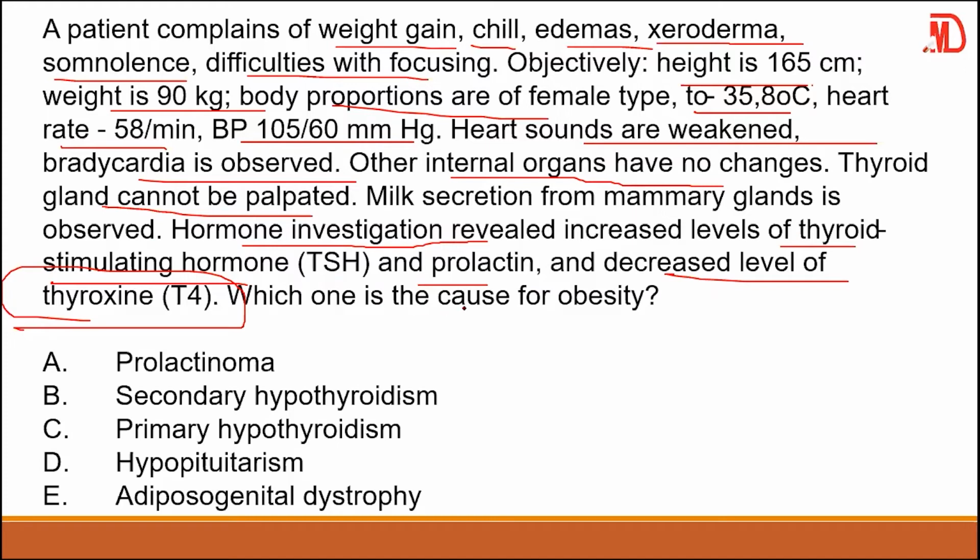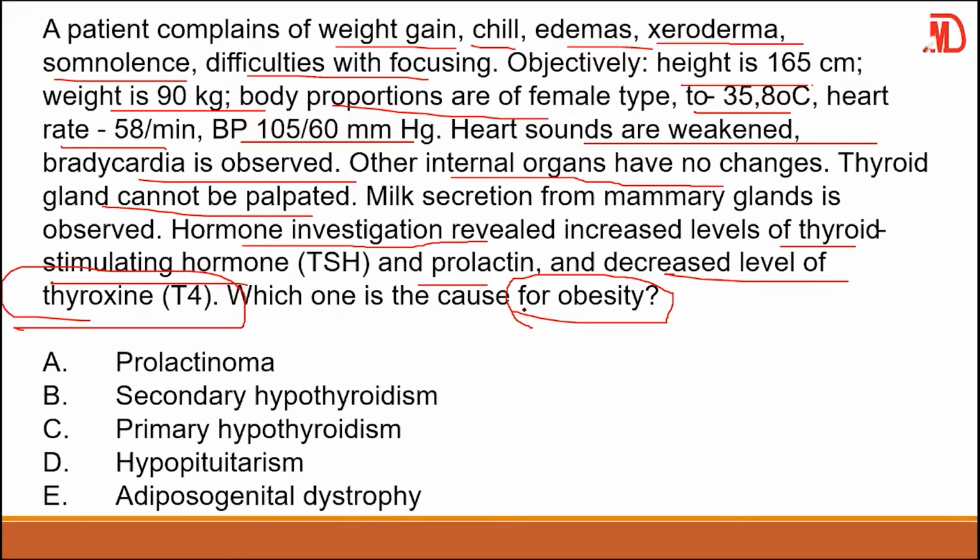So which one is the cause of obesity? Guys, they've already told you that there is a decrease of thyroxine. So definitely you are looking at what? You're looking at hypothyroidism. And this is primary because it is originating from the thyroid gland. So we are having a case of primary hypothyroidism where there is a low level of blood thyroid hormone. So please, this is the reason.